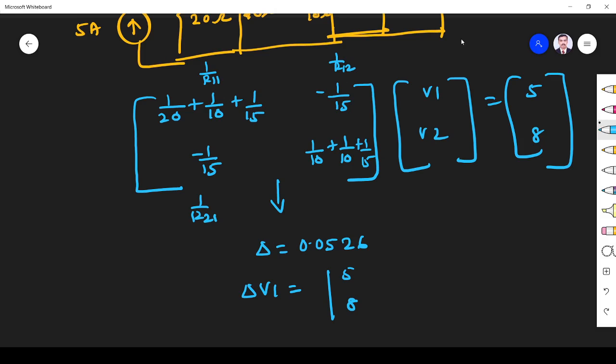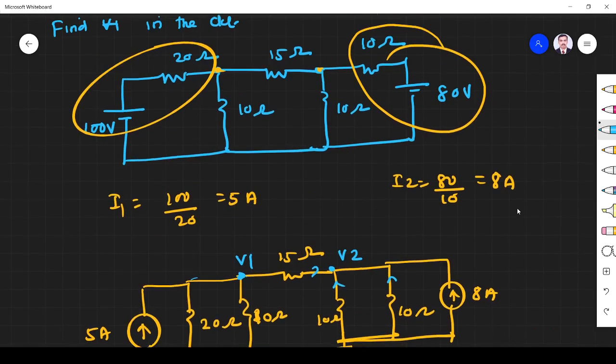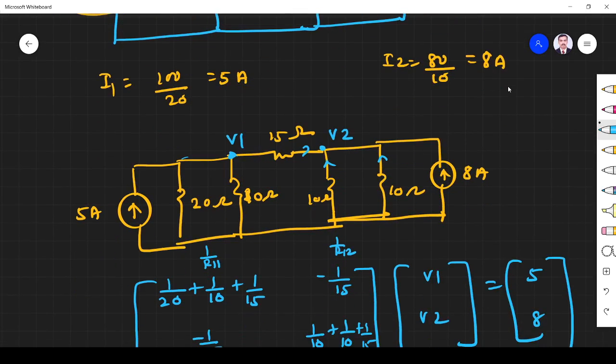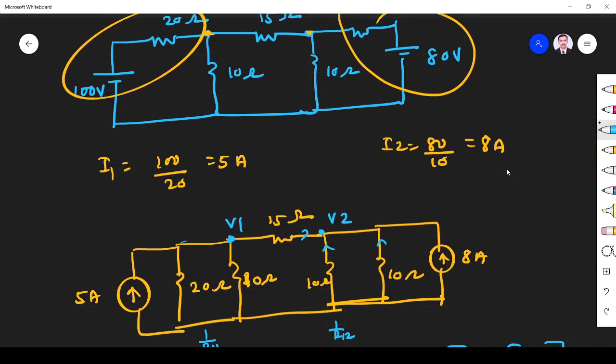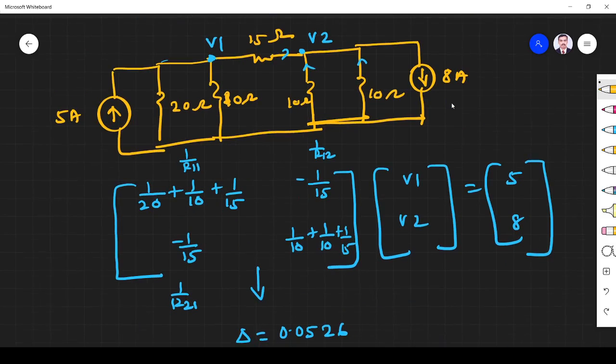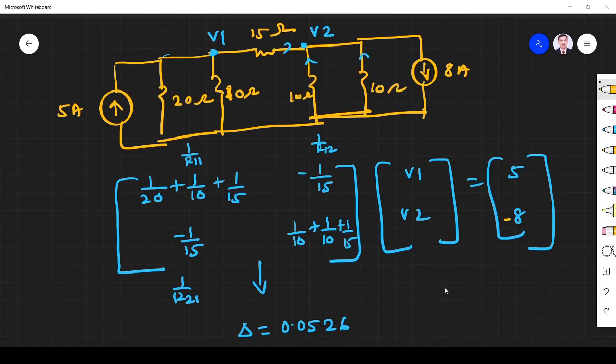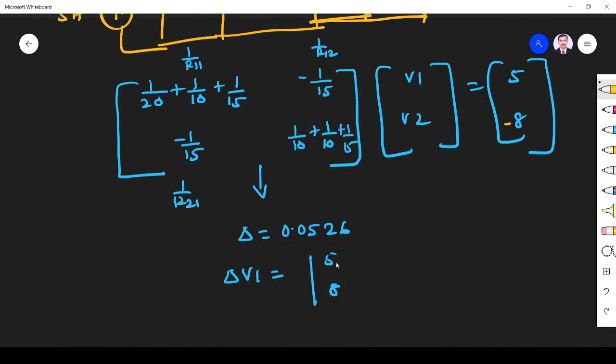Here you see, what is the mistake? Okay, so please change this in the problem, otherwise it will be complicated. Here they are given in the problem as minus plus, so the current goes in the opposite direction. Please change it. So minus to plus, so the current goes down, so it is minus 8 here, right? So what will happen? 5 minus 8.